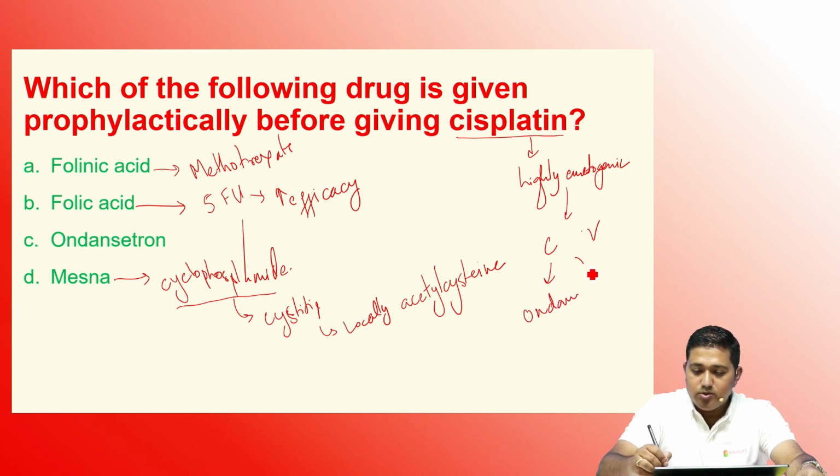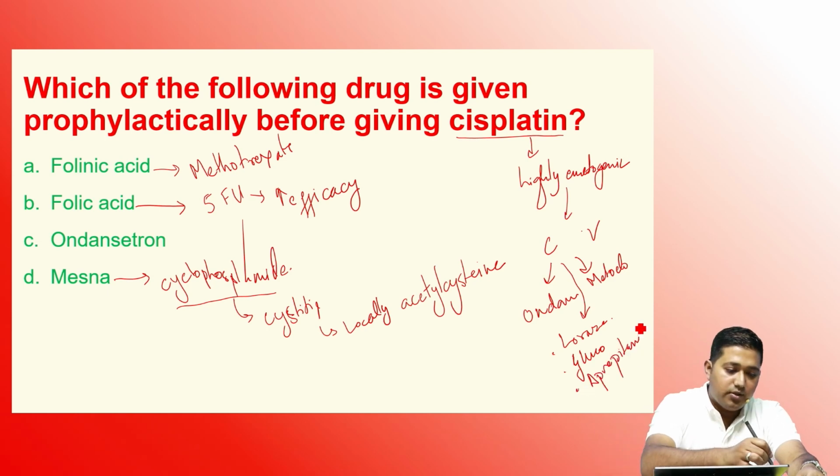In addition to that, you can also go for metoclopramide. Sometimes if the vomiting is so severe, in that scenario you might want to use some adjuvant antiemetics like lorazepam, glucocorticoids, and another new drug, aprepitant. Okay, so the answer here would be ondansetron.